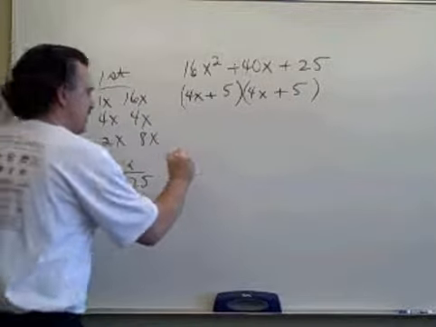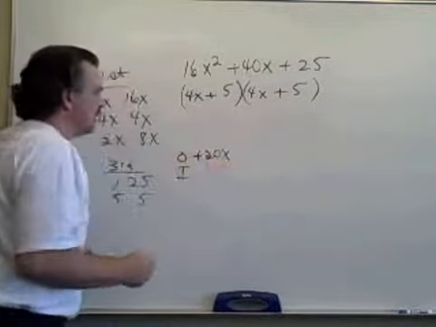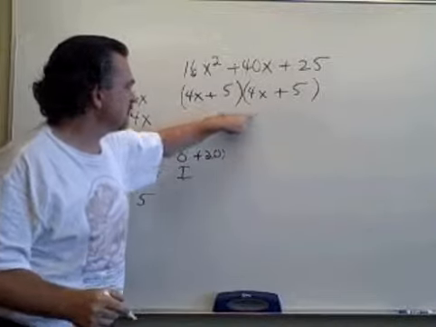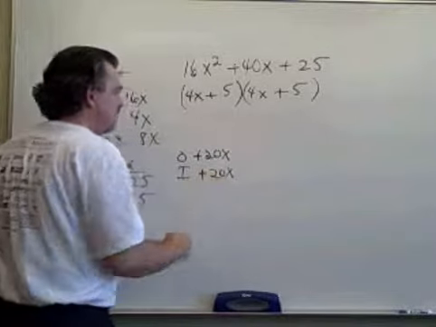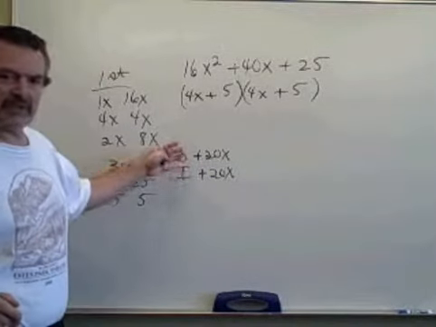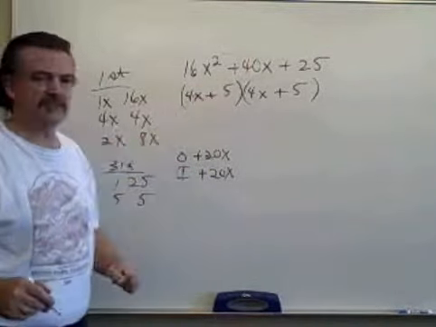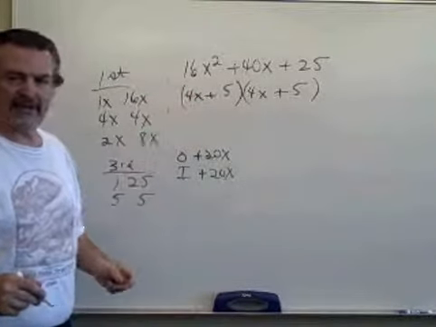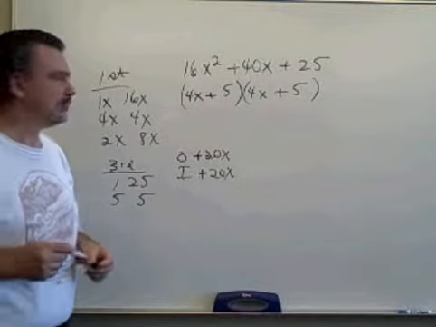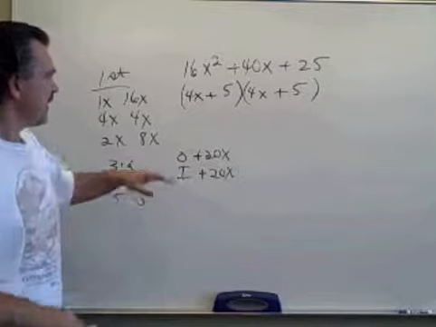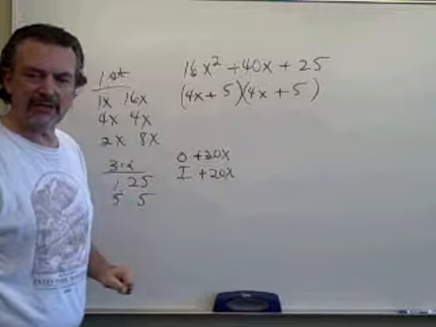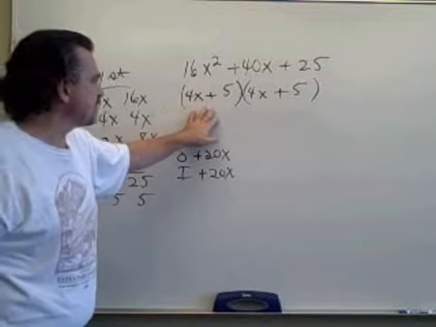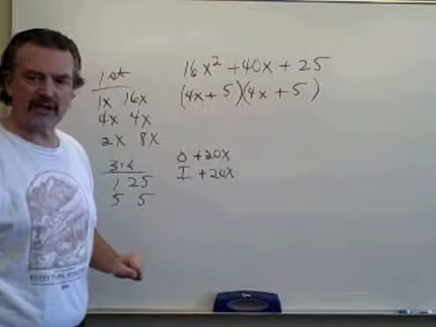So now, the O of FOIL, under this arrangement, 4x times plus 5 is going to give us plus 20x, isn't it? And here, under this arrangement, plus 5 times 4x is also plus 20x. Oh, that's nice. Plus 20x more equals plus 40x, and we've found the factorization of that trinomial. That's kind of interesting. The factorization of that trinomial was two identical binomials. 4x plus 5 times 4x plus 5.